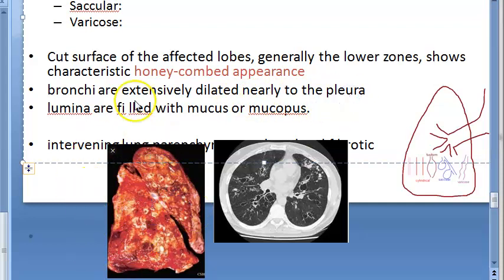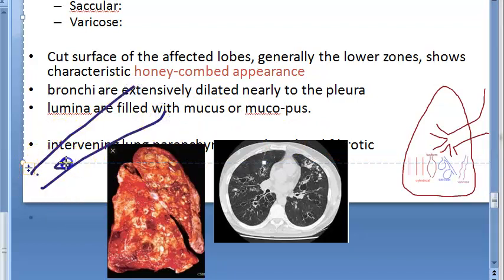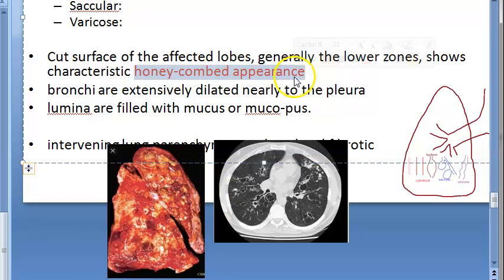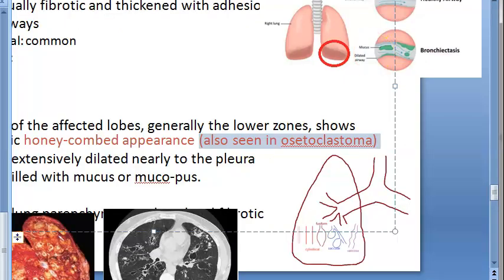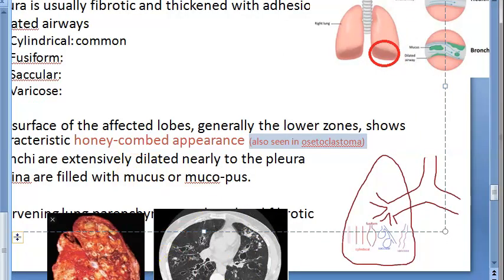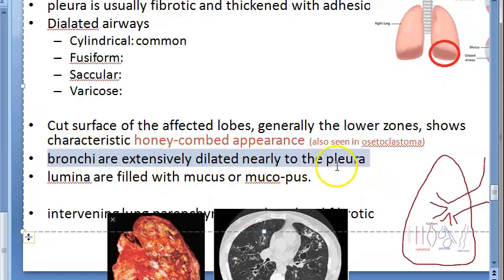And the lumina are filled with what? The lumina are filled with mucus or mucopus. So, let us say this is a dilated bronchus. Inside it, you will find mucus or mucopus. And it has a honeycomb appearance. Honeycomb appearance you have also seen in osteoclastoma, right? We are just writing this here because sometimes you'll be like, wait, somewhere I read honeycomb appearance. No. It was an osteoclastoma in the epiphysis, right? If you remember. Anyways, the bronchi are dilated near the pleura.